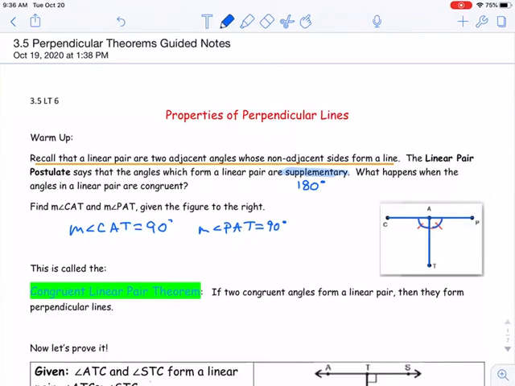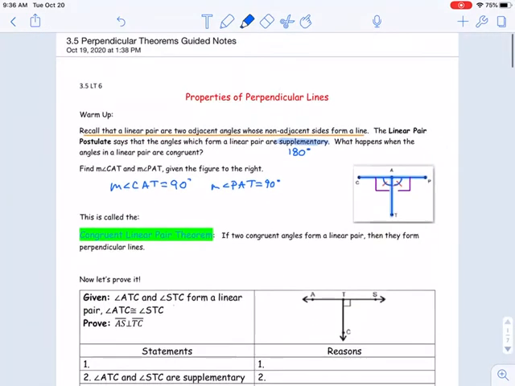Okay, so that means that all along right here was a right angle, all right? This is called the congruent linear pair theorem. If two congruent angles form a linear pair, then they form perpendicular lines, all right? So these congruent angles are perpendicular. Sweet. All right, so now let's prove it.